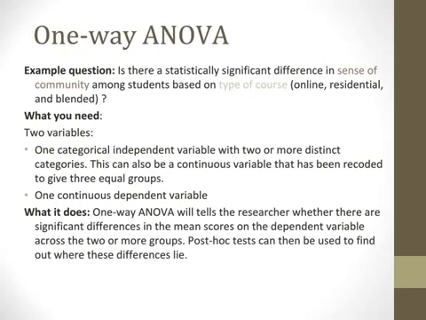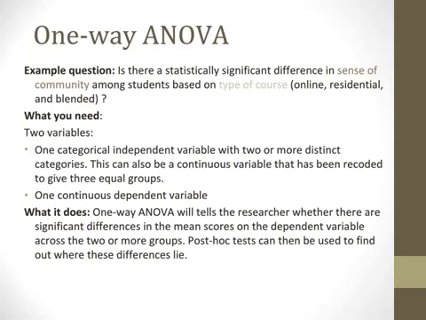A one-way ANOVA is used to compare the means on a quantitative outcome variable across two or more groups. So a researcher needs to have two variables. First of all, they need a categorical independent variable with two or more distinct groups. And some people say three or more distinct groups, because if you only have two groups, then you can remember you can use an independent t-test. So at least one categorical independent variable and one continuous or quantitative dependent variable.